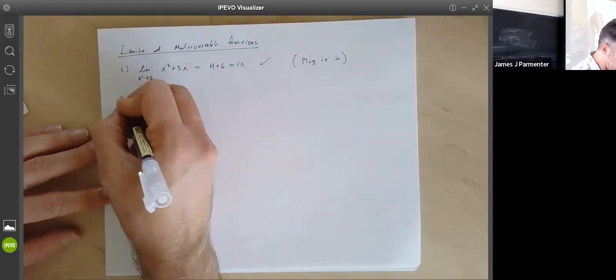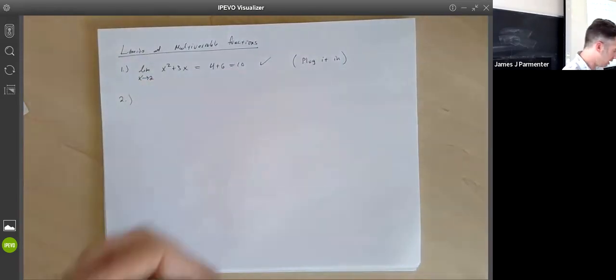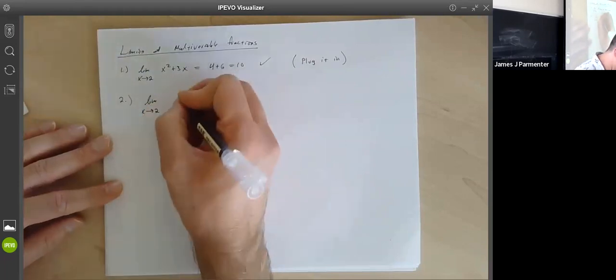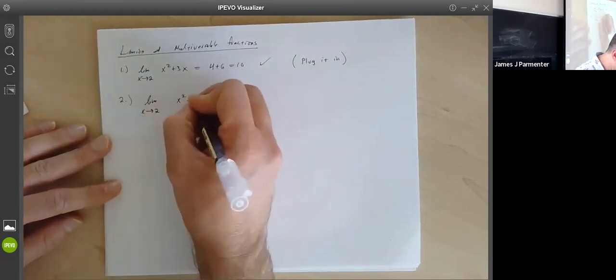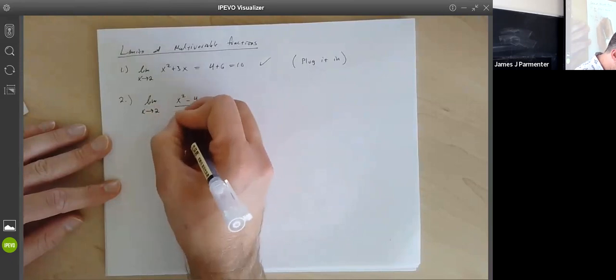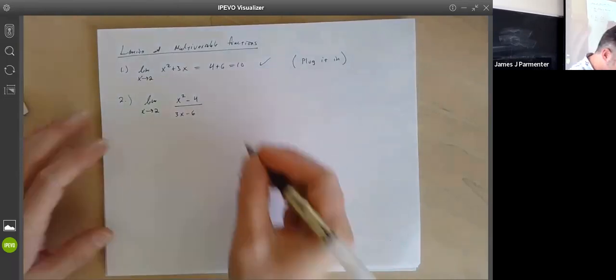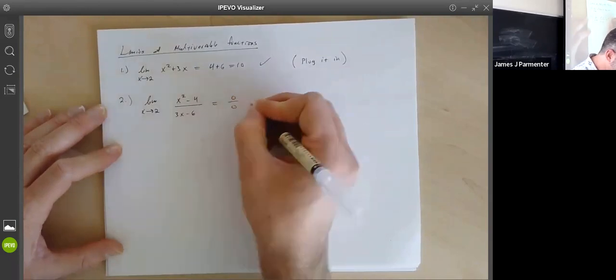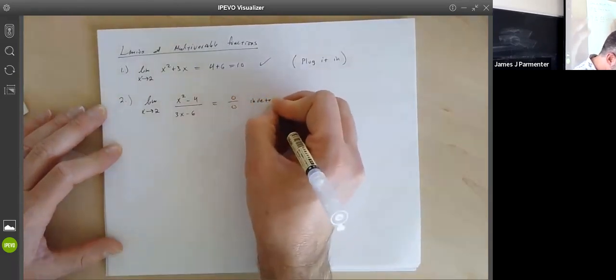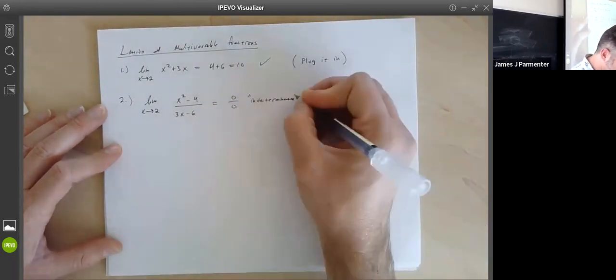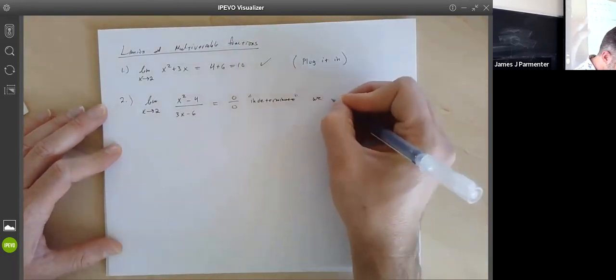The second thing, which is probably most of what we're going to encounter, is if you have a limit of the following type, where you have, say, x squared minus 4 over, I don't know, 3x minus 6. If you plug it in here, you get 0 over 0. So when you have a 0 over 0 indeterminate type, typically we have to do something. Typically, we often do algebra.